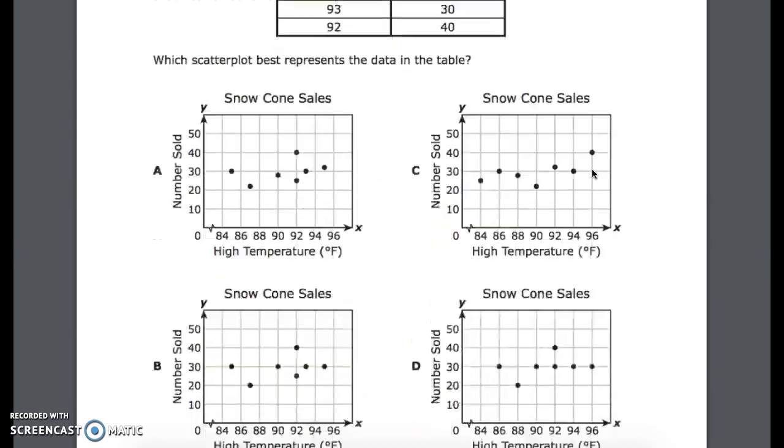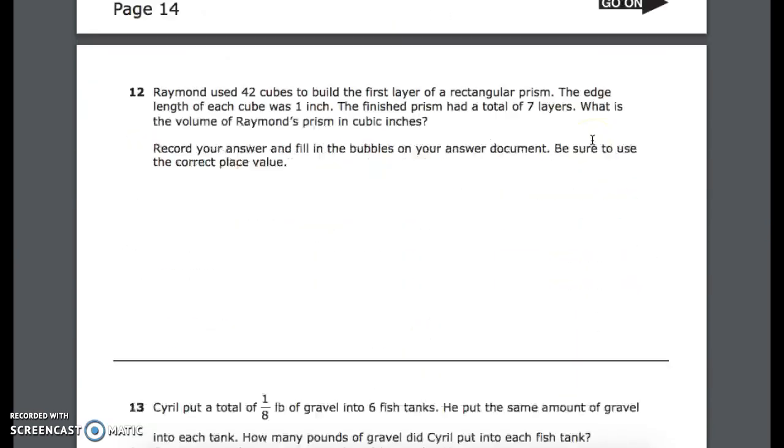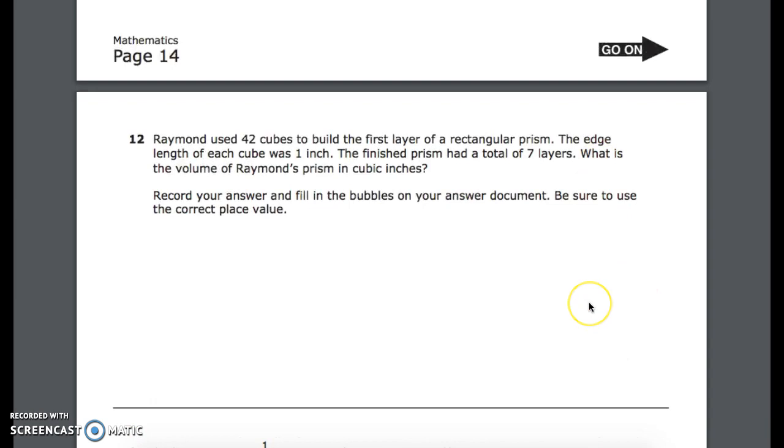Number 12. Raymond used 42 cubes to build the first layer of a rectangular prism. The edge length of each cube was 1 inch. The finished prism had a total of 7 layers. What is the volume of Raymond's prism in cubic inches? Record your answer and fill in the bubbles on your answer document. Be sure to use the correct place value.